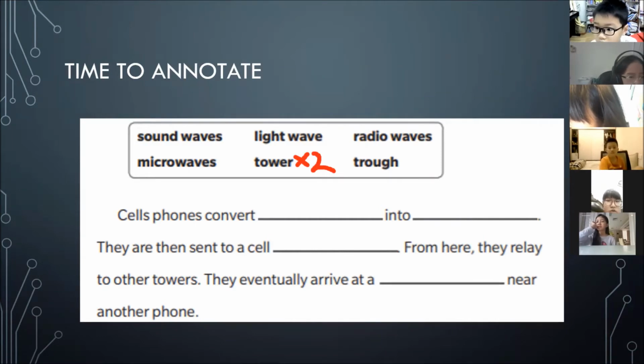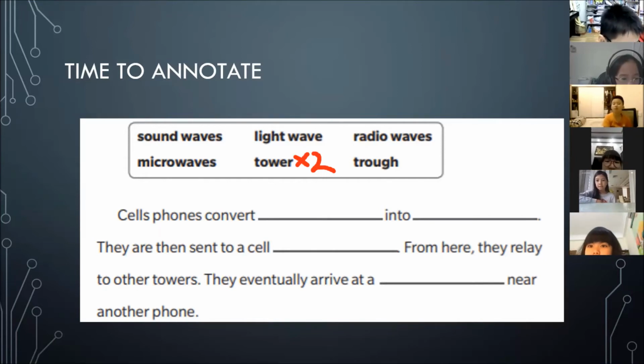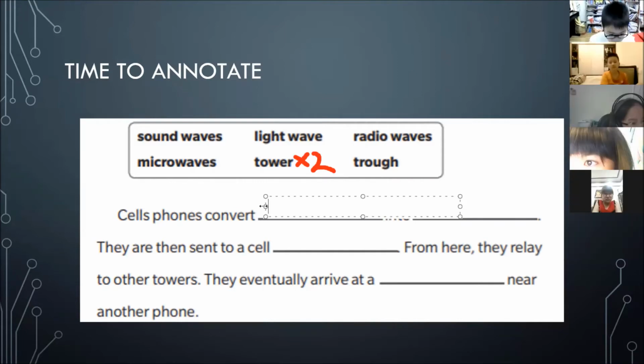Convert blah blah blah into blah blah blah, and then send blah blah. Cell phones convert sound waves or light waves or the radio waves or microwaves or tower or trough.